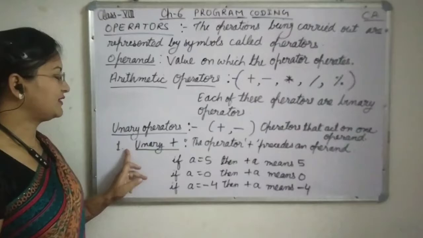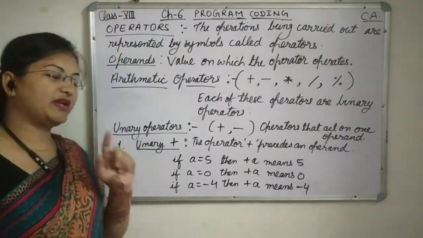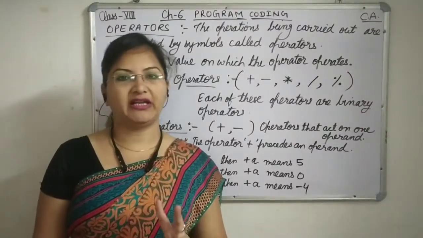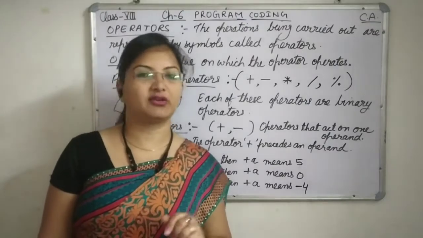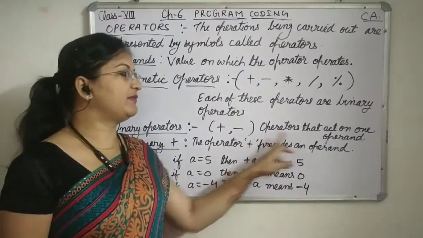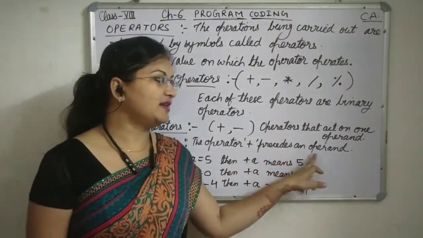So students, first of all we will see the types of unary operator. Unary operators are also of 2 types, unary plus and unary minus. Got it? Unary operators are of 2 types, unary plus and unary minus. So unary plus means there will be a plus symbol before the operand. Okay, plus precedes an operand.